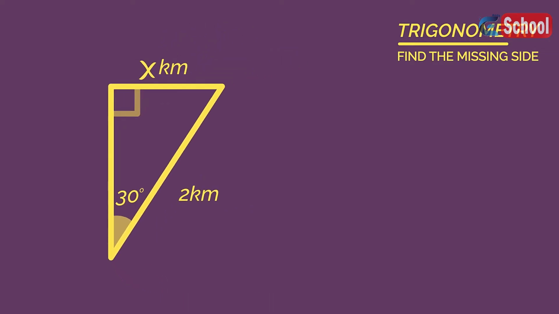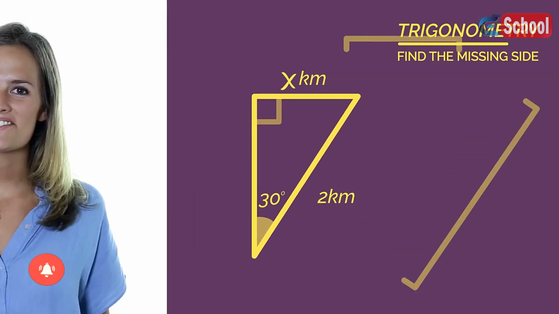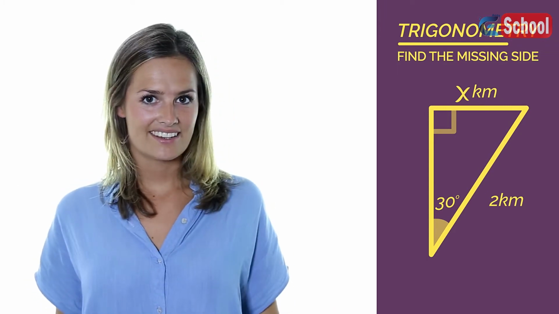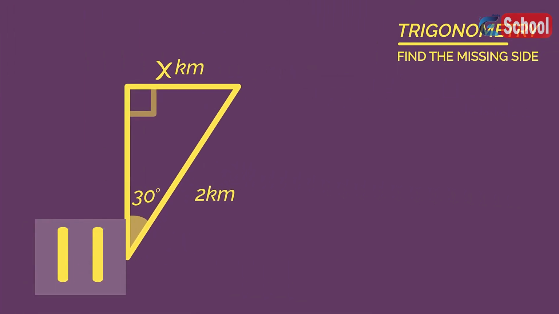Start by labelling the sides. So what do we call the 2 kilometre side? And what do we call the X side? Pause the video and have a think. Click play when you're ready to check.